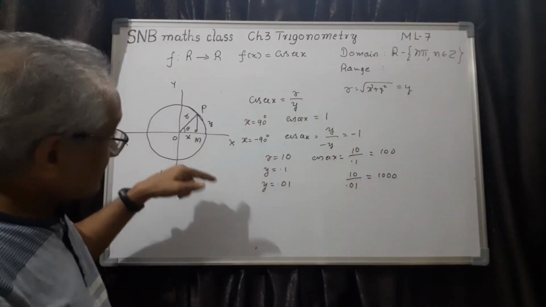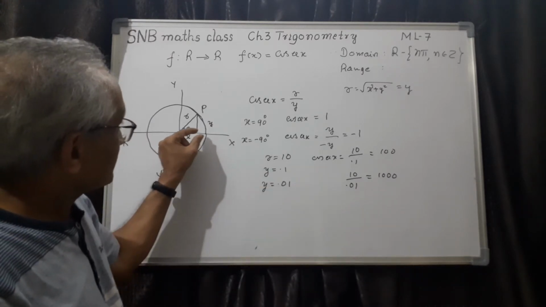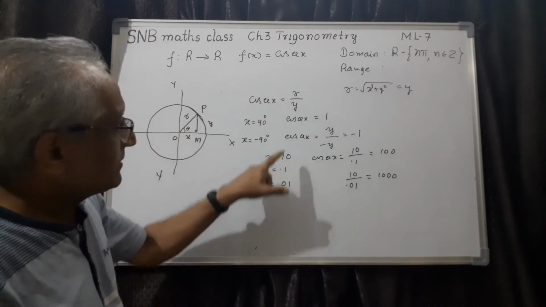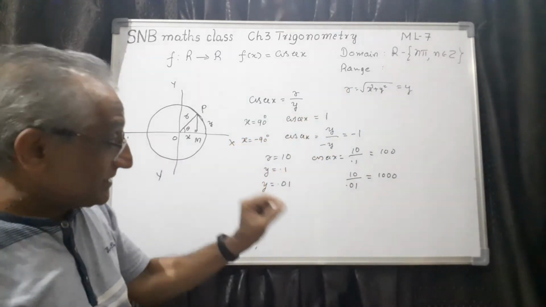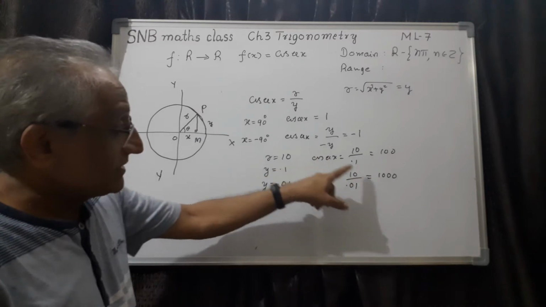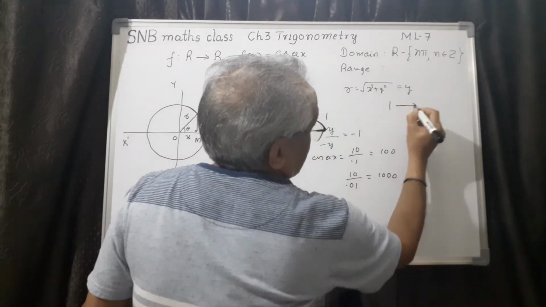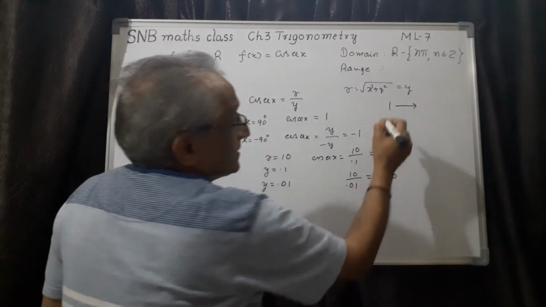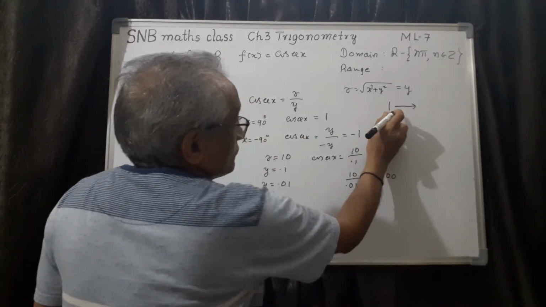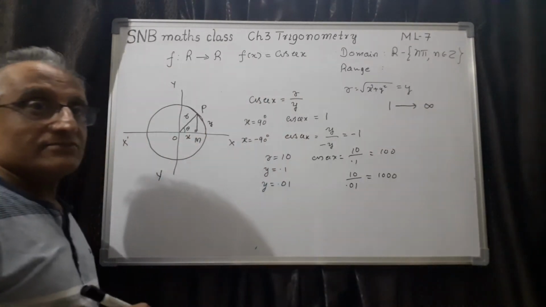When y is exactly on x-axis, this y becomes 0. When y is 0, of course it is not defined. But when y is very small, this value becomes very large. Therefore actually one branch of cosecant ratio or cosecant function is, its value is 1, then it can go up to infinity. That's one branch.